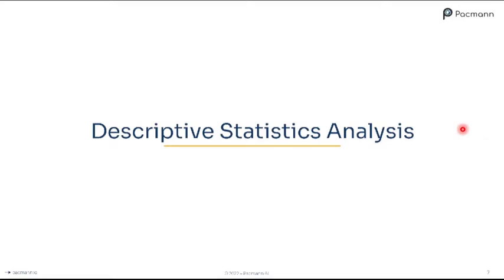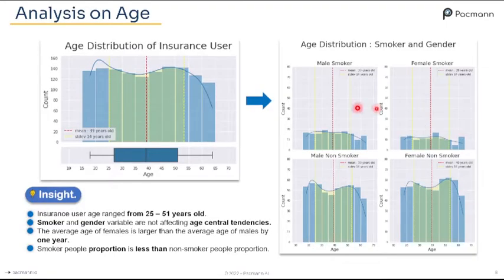First analysis, we will look at the central tendencies of the data through descriptive statistic analysis. Analysis on age shows us that insurance user age ranges from 25 till 51 years old, and after separation by smoker and gender category, the central tendencies do not change much from the beginning.